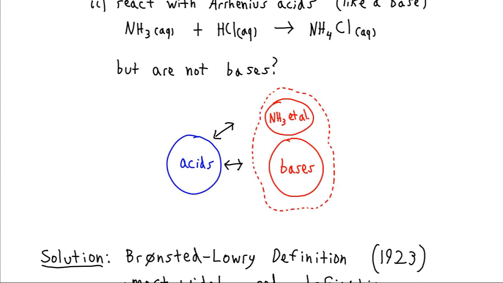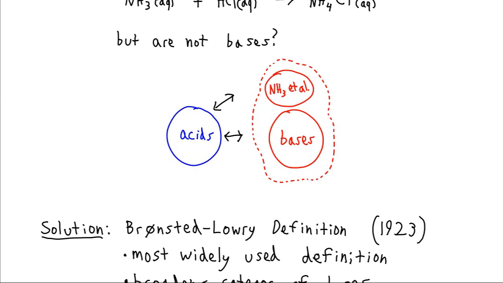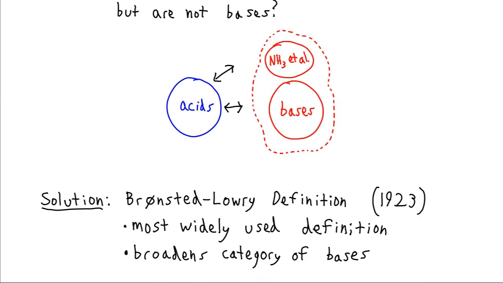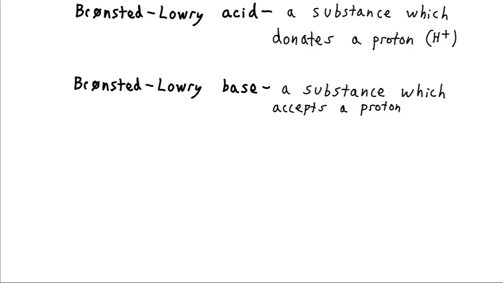Enter the Bronsted-Lowry definition. This is the most widely used definition of acids and bases in chemistry, and this is going to broaden our category of bases to include things like ammonia. Now, by the Bronsted-Lowry definition, an acid is something which donates a proton, gives hydrogen to some other substance. And a Bronsted-Lowry base is a substance which accepts that proton, that H+.